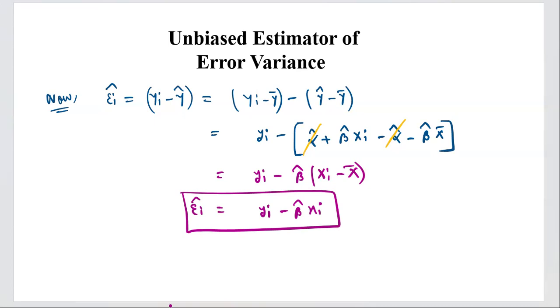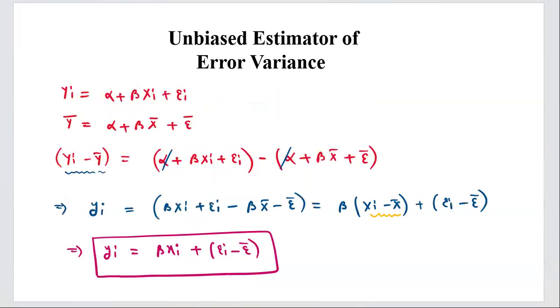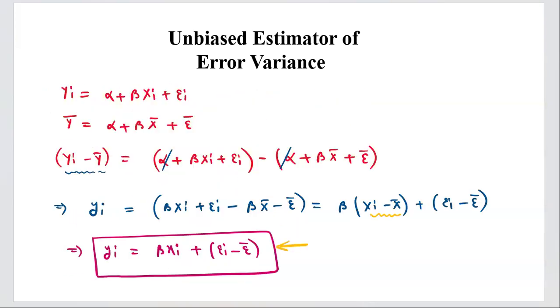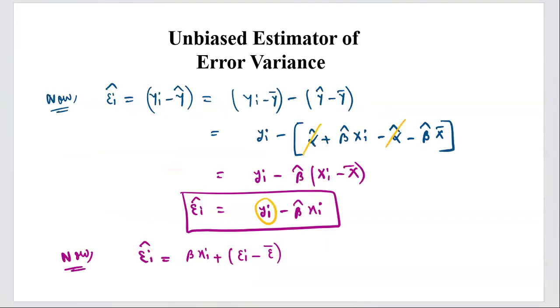Okay. Now, this can be further written as yi. Replace this yi now. What is yi? We derived previously. This is yi. So we will replace that. What will you get? Beta xi plus epsilon i minus epsilon bar. Right? This is what we have. Then you have minus beta cap xi as it is.